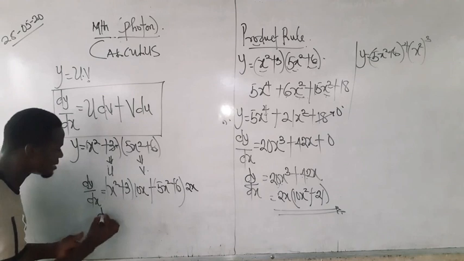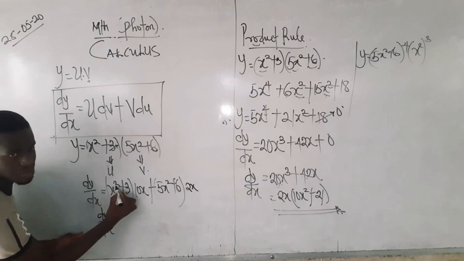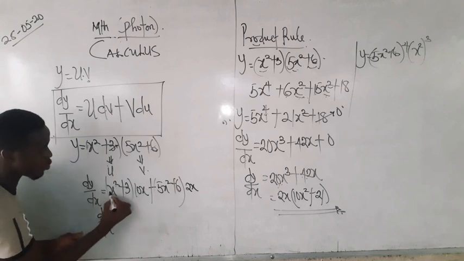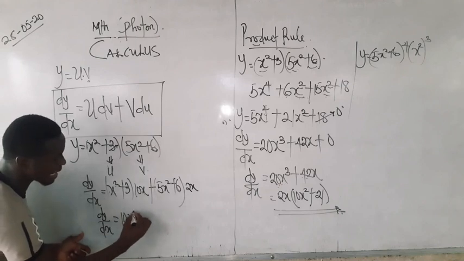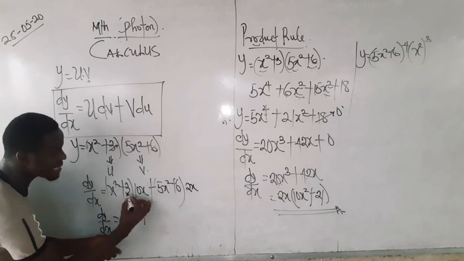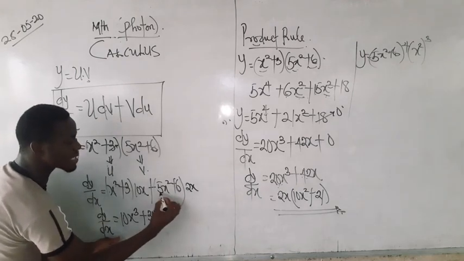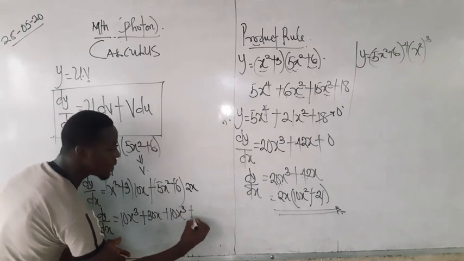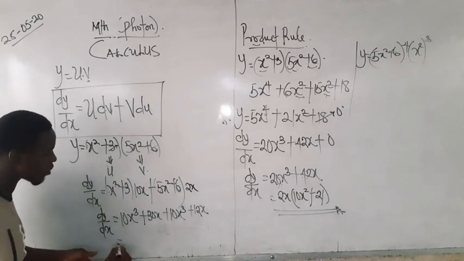Now let's get our final answer. dy over dx equals 10x times x squared, true or false? 10 times 1 gives us 10, and x times x squared gives us x cubed. Okay, we are making progress. Plus 10 times 3 gives us 30x. Plus 2 times 5 gives us 10, and x squared times x gives us x cubed. Plus 6 times 2 gives us 12x.